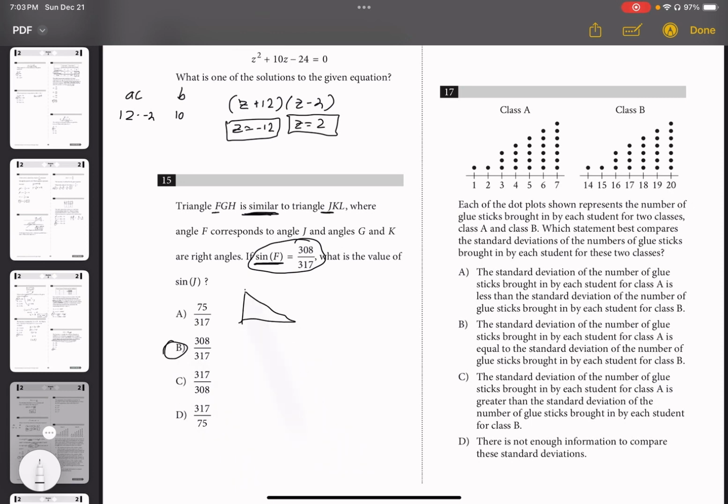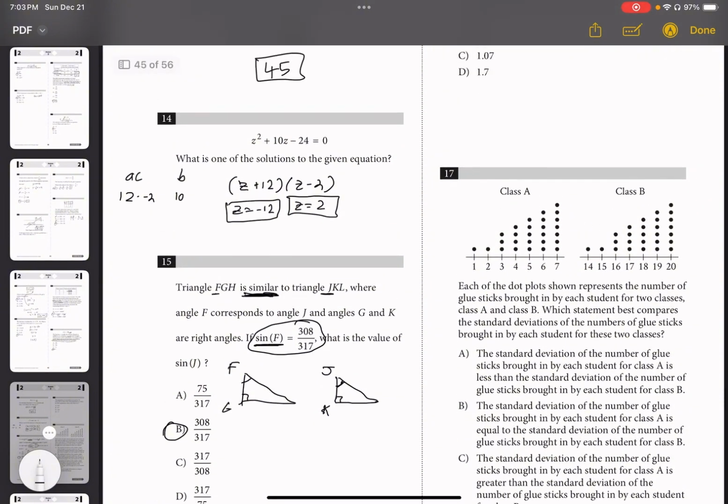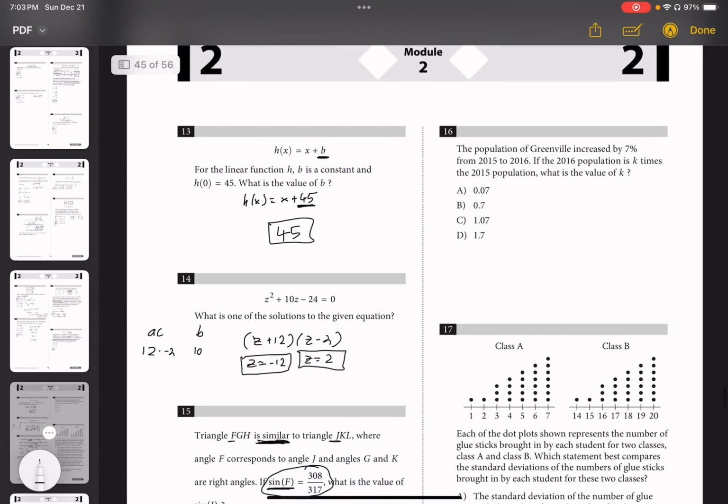That's a little shortcut you can use, because if you draw it out, these are going to be your two triangles. They may not be the same size because they're similar, not congruent, but we are given that F corresponds to J, and G and K are both right angles. And if we're looking for these two sines of these angles, we know that they're going to be the same based on how they're similar triangles.